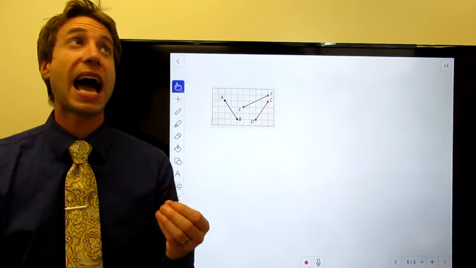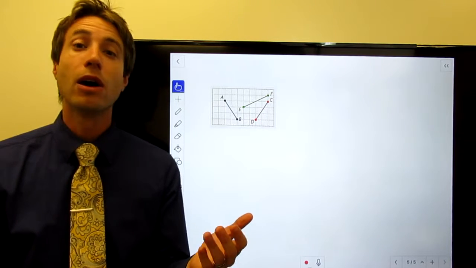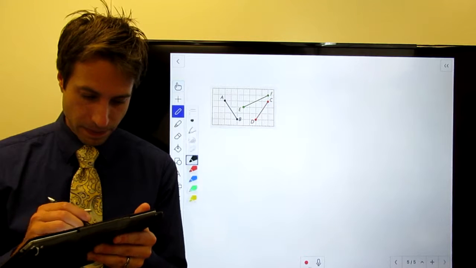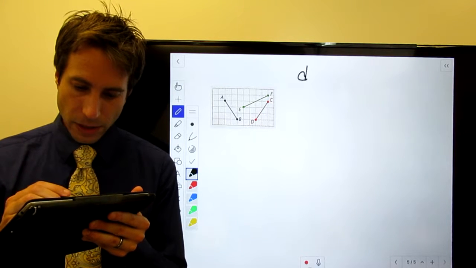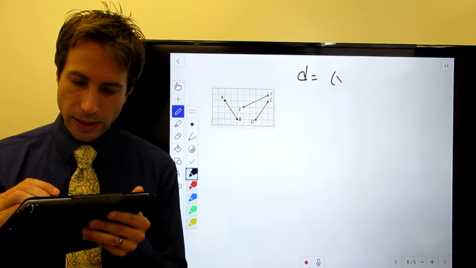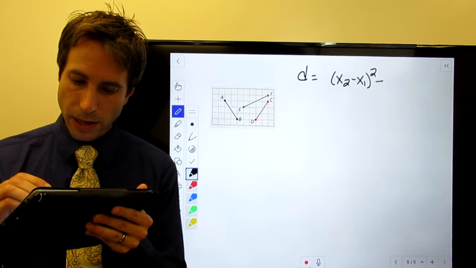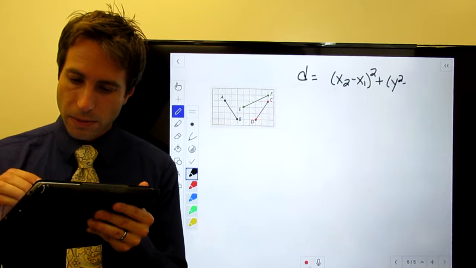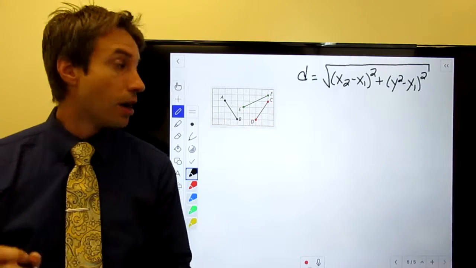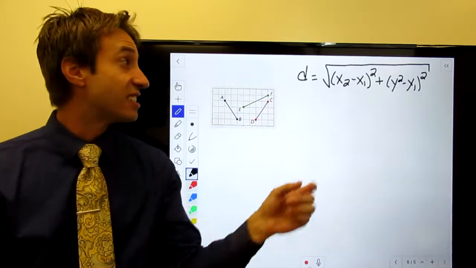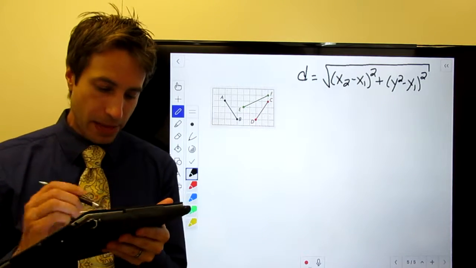If only we had a way to find the length of a line segment. Oh yeah, the distance formula. You guys will remember the distance formula: x2 minus x1, square it, plus y2 minus y1, square it. Take the square root of that whole thing, and what this does is it gives you the length of a line segment.